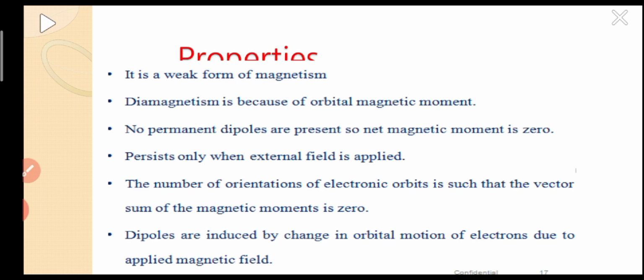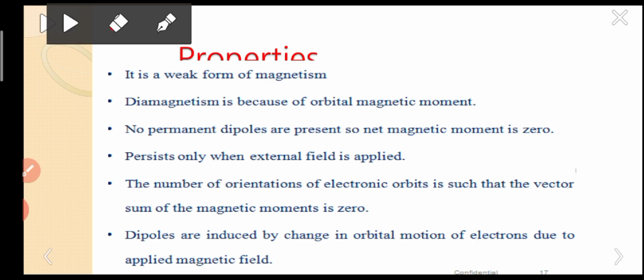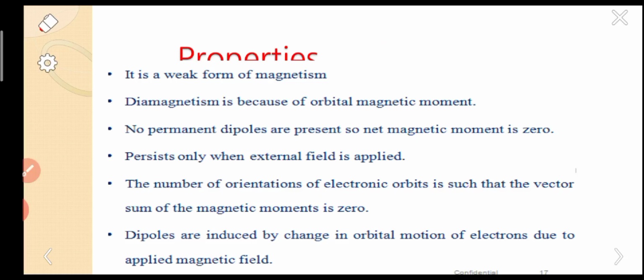If we once look at these properties, all these properties I had explained in the last slide with the diagram. So once again I will explain it in a simple manner. It is a weak form of magnetism because it is repelling. Diamagnetism is because of orbital magnetic moment. There are no permanent dipoles present. So the net magnetic moment is 0. It persists only when an external field is applied. We have looked at how whenever the field is applied, the dipoles are created in the opposite direction. That is the simple meaning.